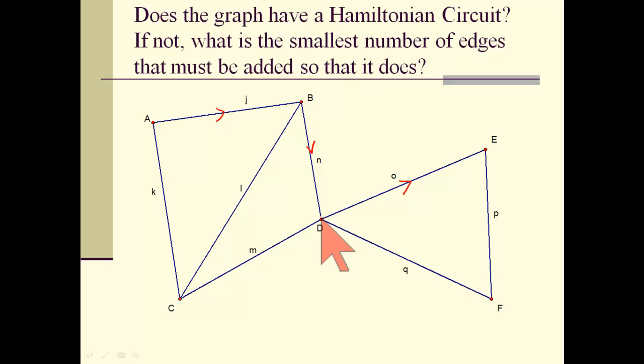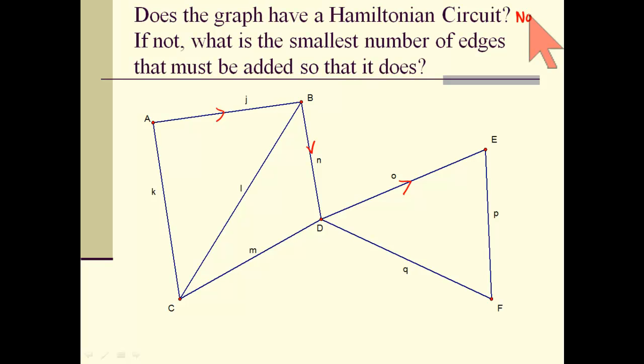And if you think about it, even if I had chosen another path from vertex B or even another path from vertex A, there's no way to visit every vertex without going through vertex D a couple of times. So does this graph have a Hamiltonian circuit? No, not as it stands.